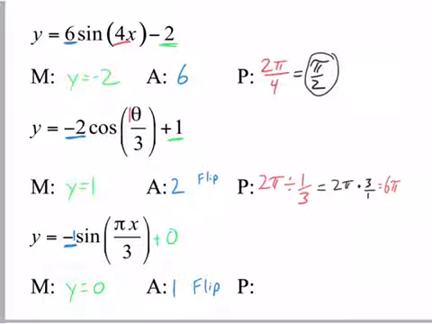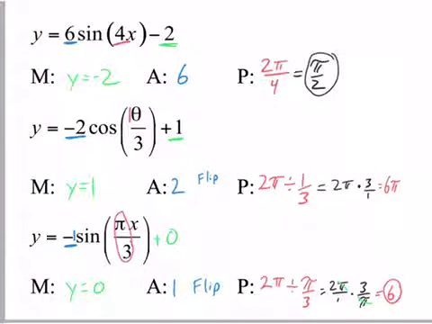And lastly, right here is your b value. So for your period, I'm going to take 2 pi, and I'm going to divide by my b value. When I do that, I get 2 pi over 1 times 3 over pi. Remember, when you divide, you flip and multiply. When you do that, the pi's disappear, leaving you 2 times 3, which is 6. So your period is 6.